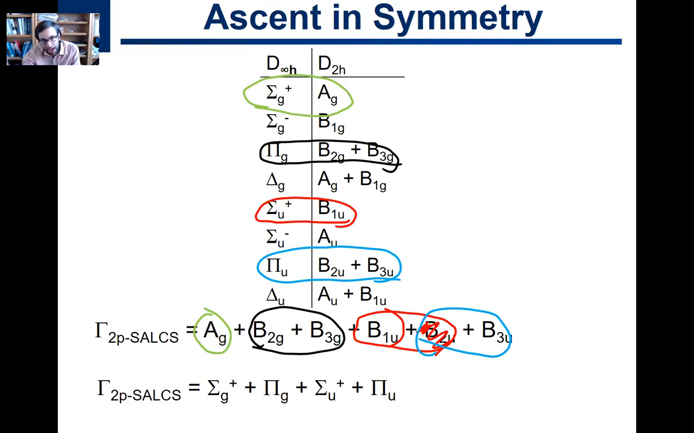So now we're ready to go back to our main problem at hand, which is constructing an MO diagram of CO2. We have the solves.